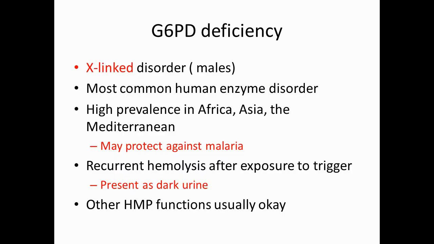G6PD deficiency is an X-linked disorder which mostly occurs in males, and this is the most common enzyme disorder in humans, which has high prevalence in Africa, Asia and the Mediterranean, and which may protect against malaria. This mechanism is unknown. Recurrent hemolysis of the RBCs may present as dark urine in the body, and other HMP functions usually are okay.